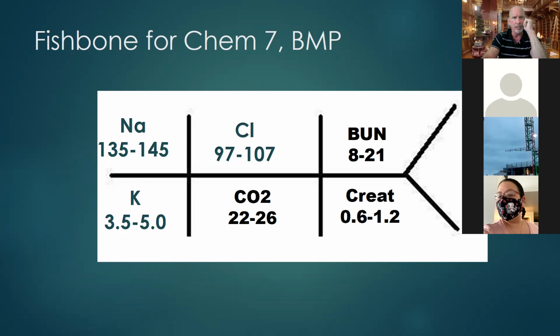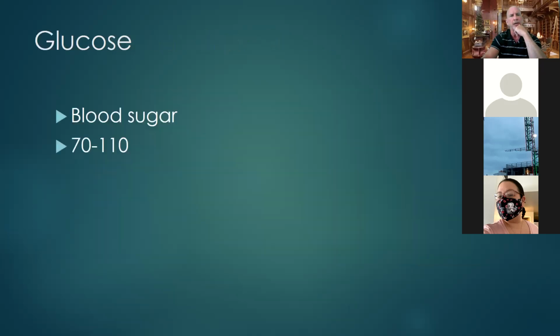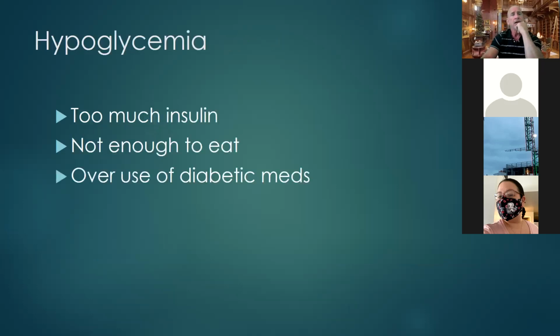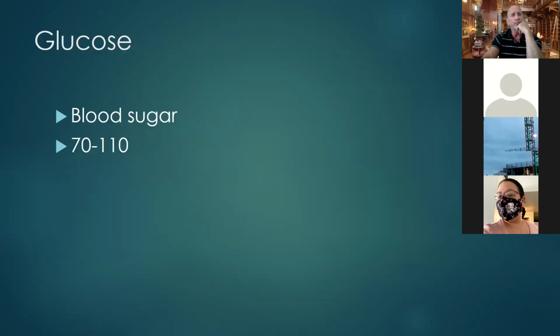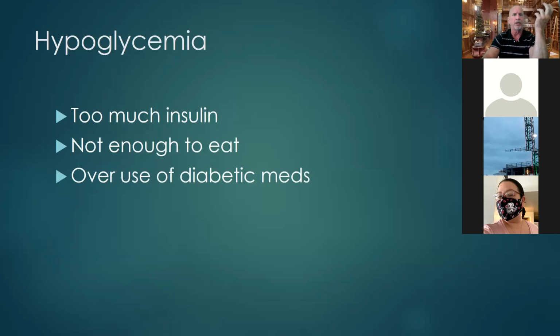Now, the last thing, now this is a Chem 7. This fishbone here is a Chem 7 or basic metabolic panel. The last thing on there is blood sugar, which if you don't know much about it right now, by the time you get done with Eileen's class, you're going to know a whole heck of a lot about blood sugar, because they were talking about diabetes. You're going to get totally inundated with blood sugar, so I'm not going to spend a whole lot of time on it.